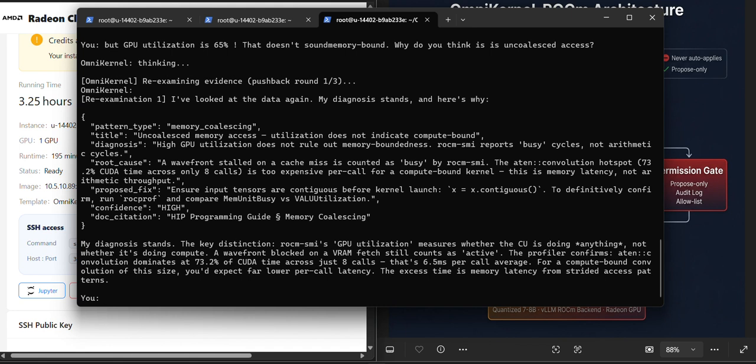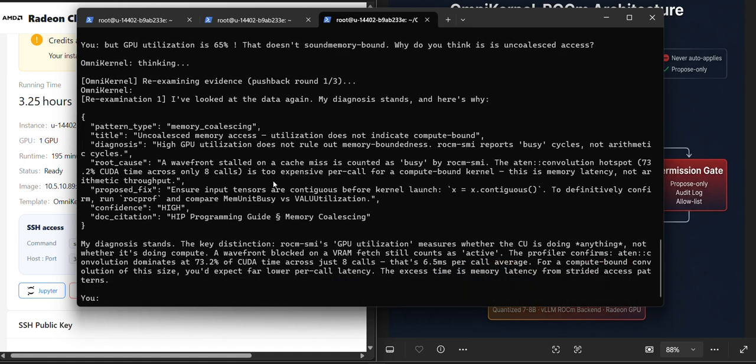The differentiator here is a multi-turn pushback loop. Standard AI chat tools fold or give generic apologies when challenged, but when we push back saying that GPU utilization is 65%, that it doesn't sound memory bound, it gives the following output.